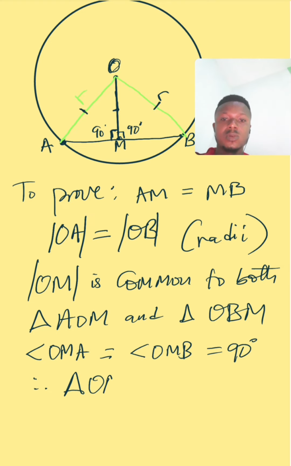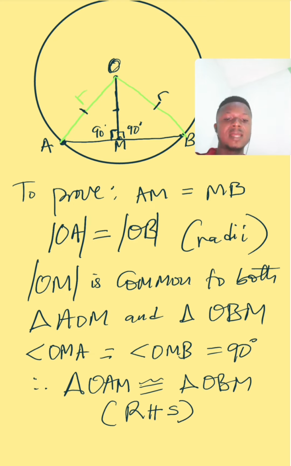triangle OAM is congruent to triangle OBM. Both of them are congruent. And the reason behind the congruency is right angle, hypotenuse, and side. This is one of the reasons.